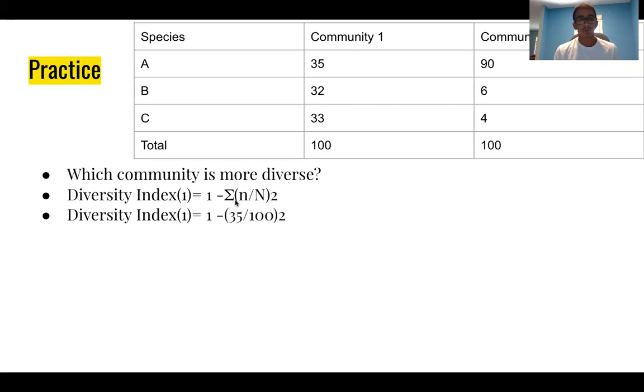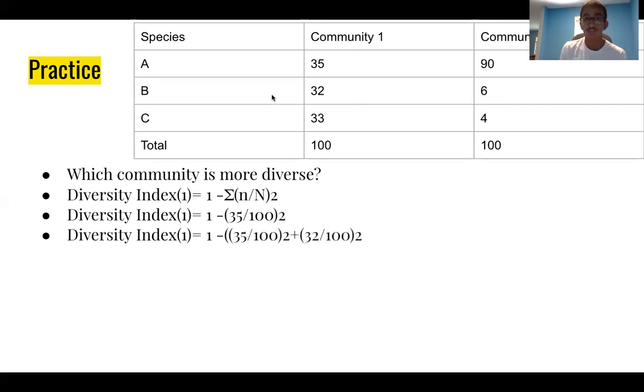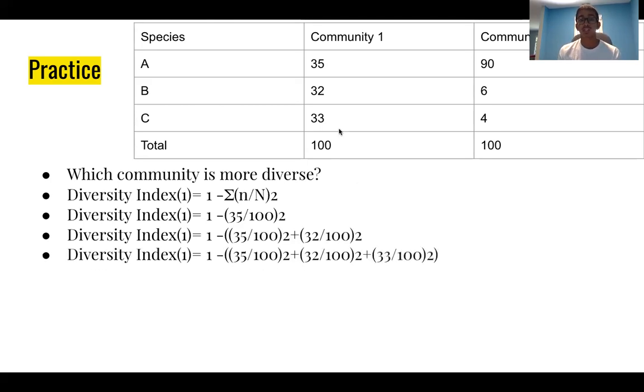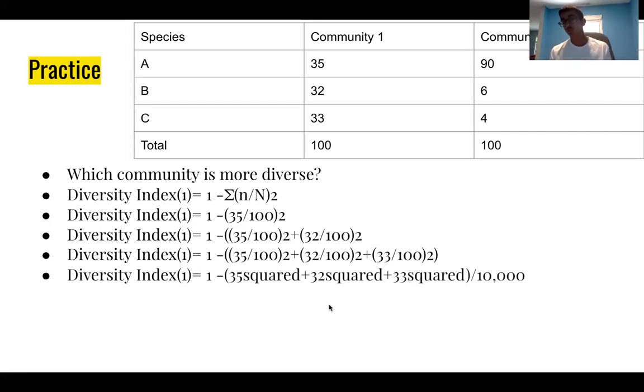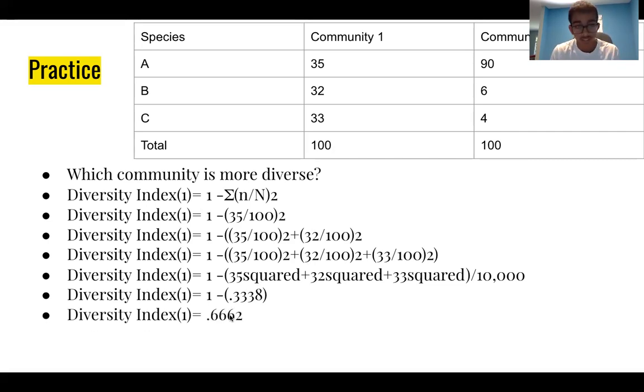Now, to fill in the first part, it's 1 minus 35 for species A in community 1 over 100, squared, plus the 32 of species B over 100, plus the 33 of species C over 100. So we can do 35 squared plus 32 squared plus 33 squared over 10,000, because 100 squared is 10,000, and all of these have a denominator of 10,000. All of that together is equal to 0.338. Then we subtract that from 1, and we get our diversity index of 0.6662.